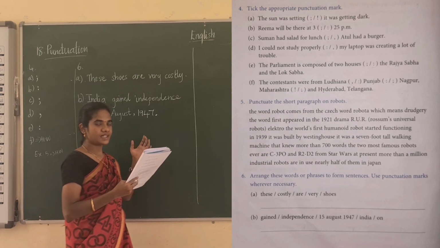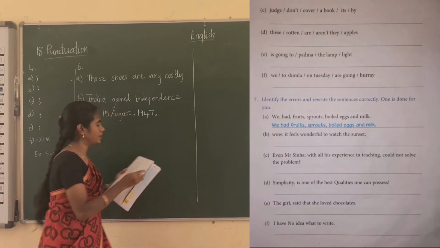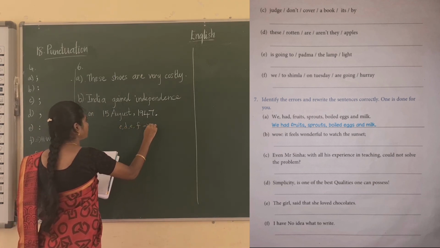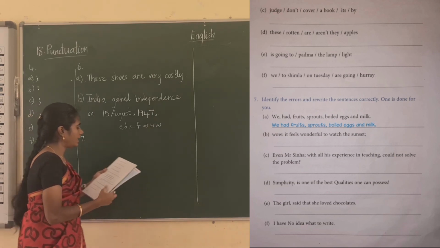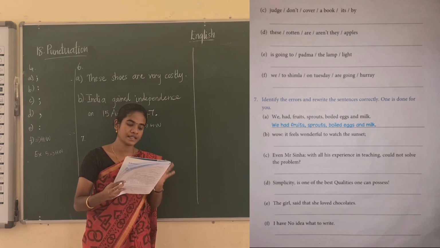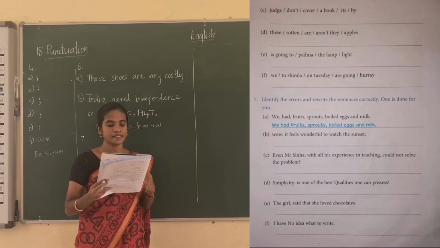And you have to do C, D, E, F for the homework for you. It is very easy to do. You can do this. And the seventh exercise is identify the error and rewrite the sentence correctly. One is done for you. So here there is an error in the sentence. You have to identify the error. Next you have to rewrite the sentence correctly.